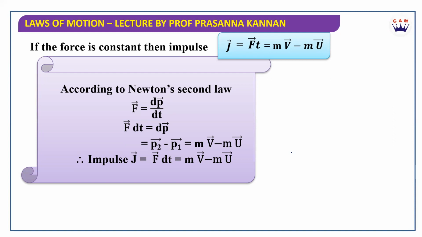But if force is varying, what is the meaning of that? What is varying? Louder. Force is varying. What is varying? Acceleration is varying. Very good. With what? Time. If acceleration is varying with time, the body is undergoing non-uniform accelerated motion.